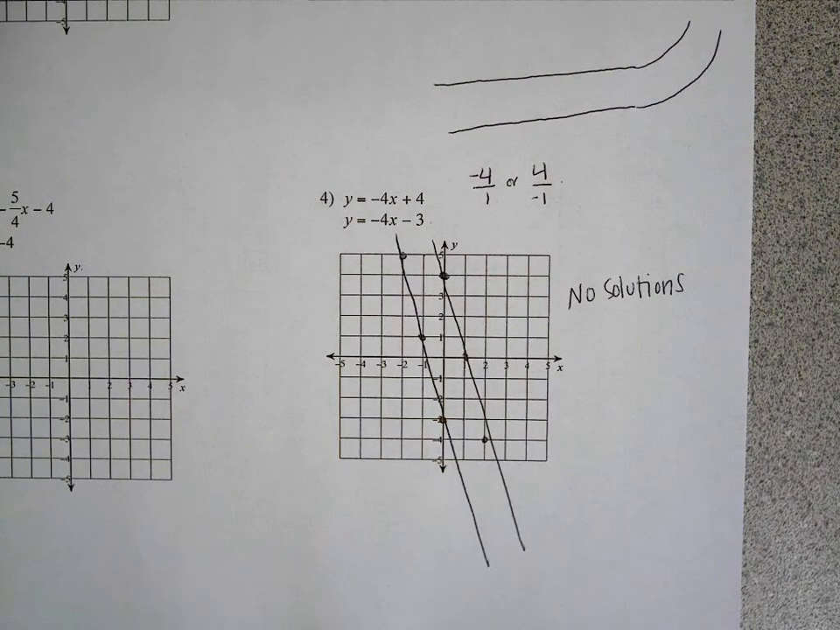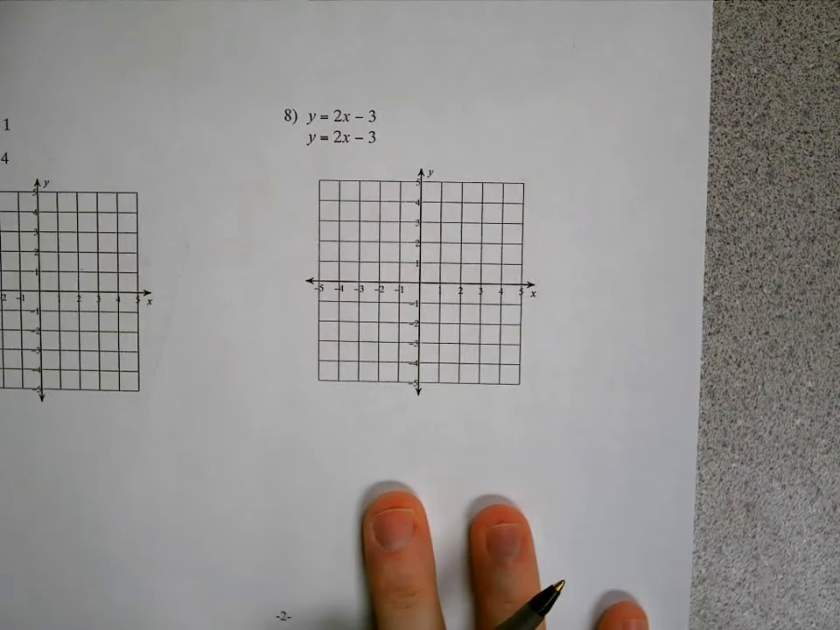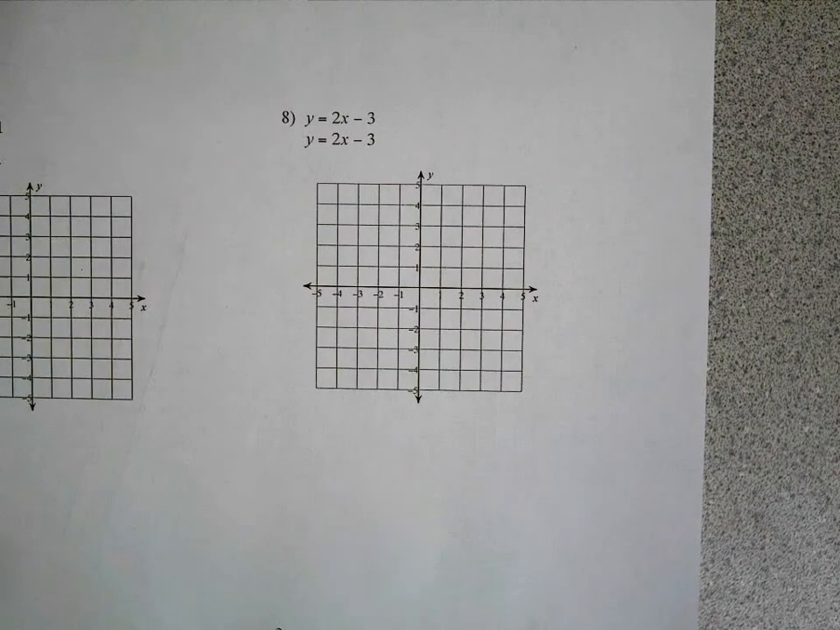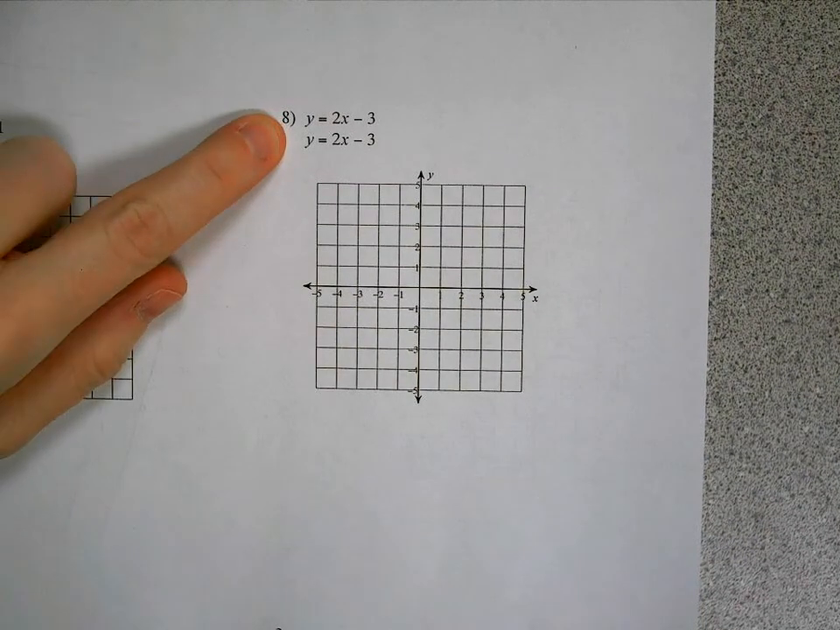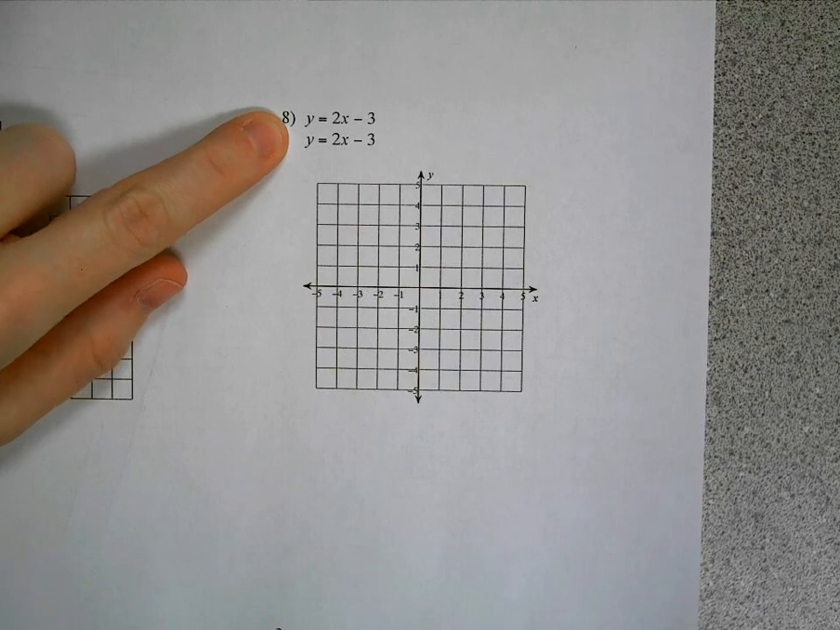Okay, so anytime you have two lines that have the same slope, or are parallel, if they never cross, there are going to be no solutions because they don't have a crossing point. Okay, and then if we look on the back on number 8, before I graph these, let's just look at these two lines really fast. What do you notice about the equations? They're exactly the same, right?